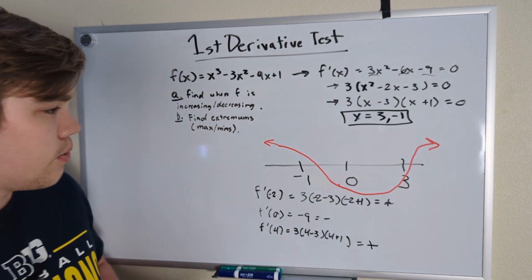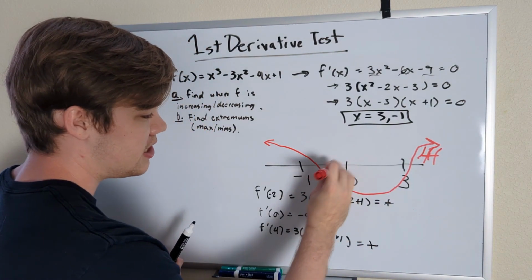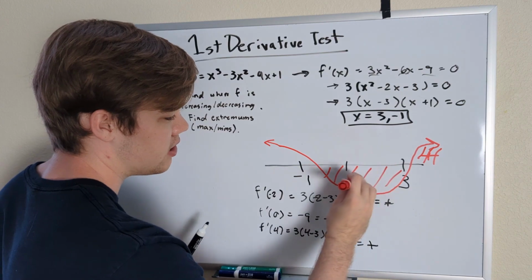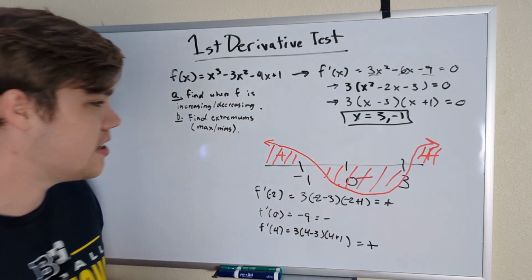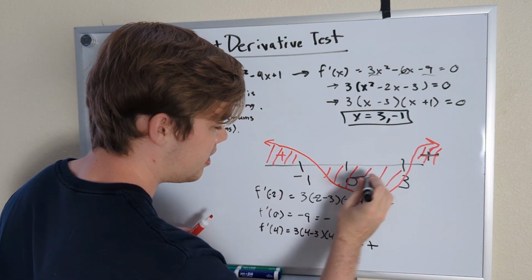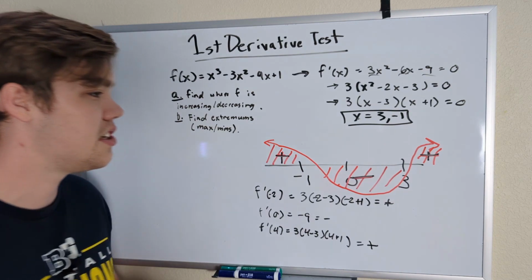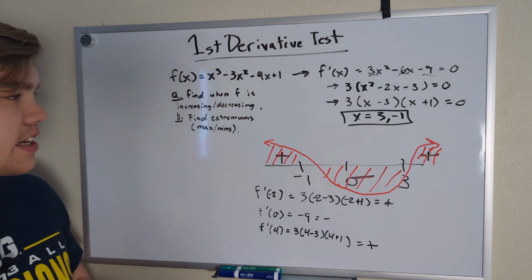So now that we know this, we know that this area here is increasing. We know that this area between -1 and 3 is always decreasing, and we know all the area behind -1 is increasing. I should probably make that a little clearer, so this will be positive, negative, and positive. It's a little hard to see with the red on red. So what this graph tells us is where f is increasing and decreasing.